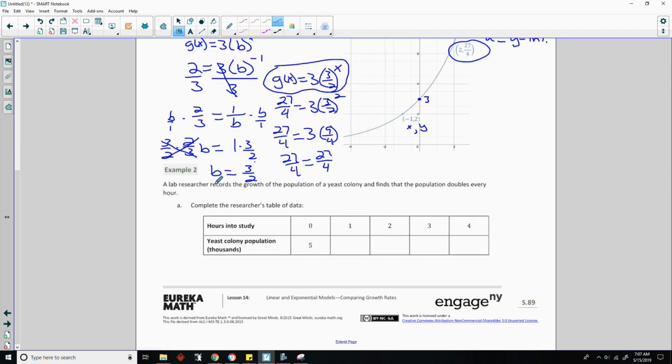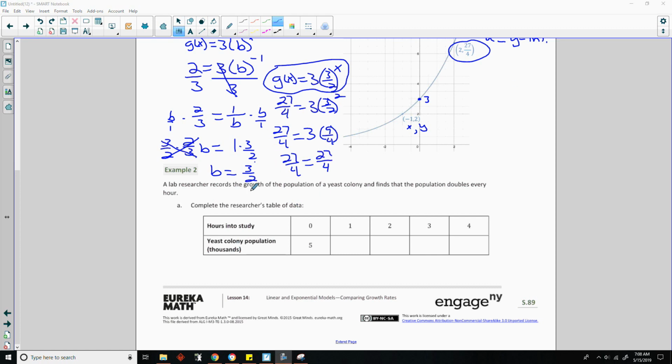Example 2. A lab researcher records the growth of the population of a yeast colony and finds that the population doubles every hour. So hours in study, yeast colony population in thousands. Complete the researcher's table of data.